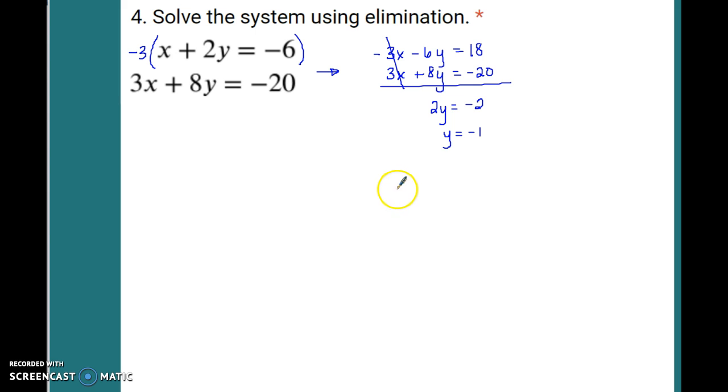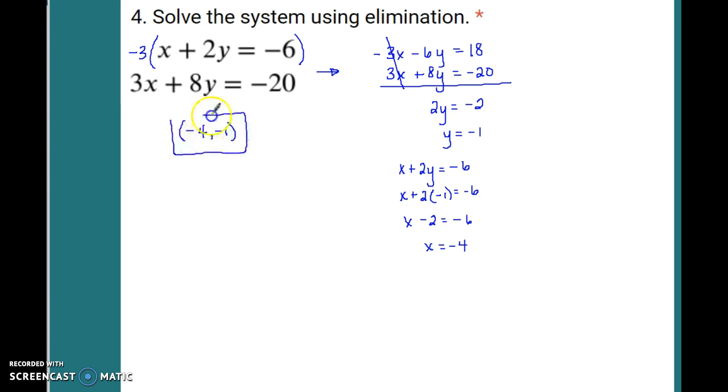Now that I have y, I can go back to either of my original equations. I'm going to go back to the first equation and substitute negative 1 in for y in order to solve for x. x minus 2 is equal to negative 6. Add 2 to both sides, and I end up with x is negative 4. So my answer here is negative 4, negative 1, and that is my ordered pair.